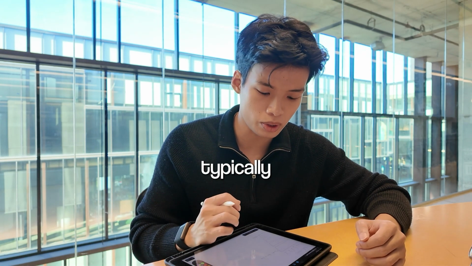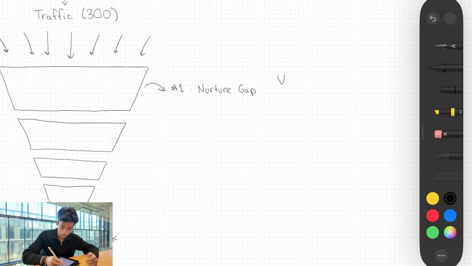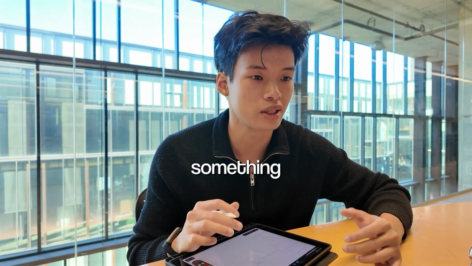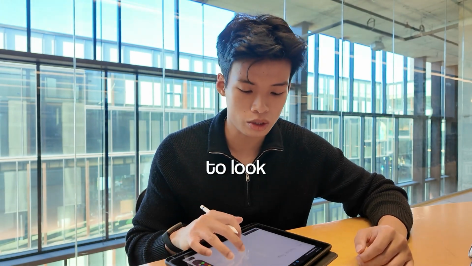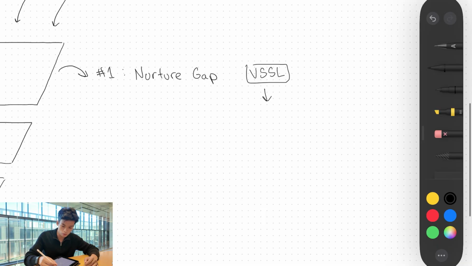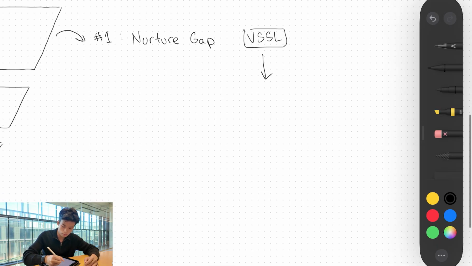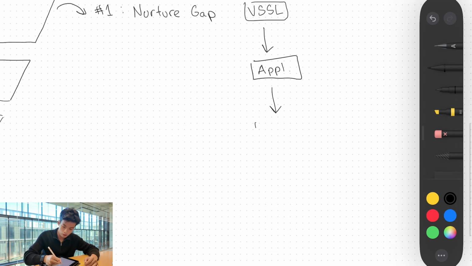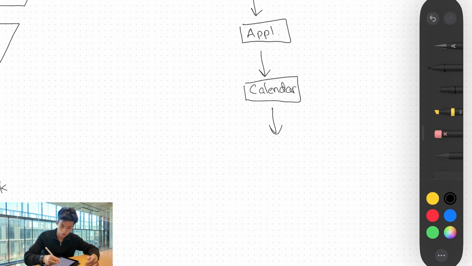So your funnel is typically going to look like this. You're going to have a VSL at the top, and this is what they typically look like: VSL at the top, and then it funnels down into your application, and then after that, a lot of people just take it straight to the calendar, and then straight to the sales call.